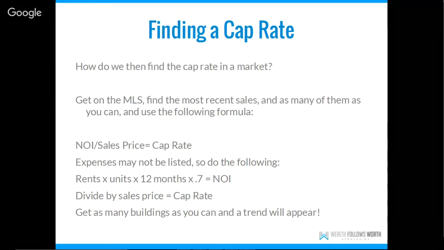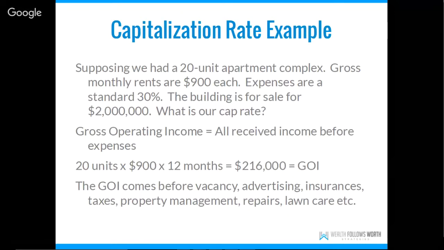But what we're trying to do here is just kind of get as many of these cap rates figured out, and you'll see exactly what the numbers are looking like. Now let's use a cap rate example. Let's suppose that we ran across a 20-unit apartment complex. Gross monthly rents in each of the units are $900 each. Expenses are a standard 30%. Again, we'll generally take 30% in the absence of perfect expense numbers.